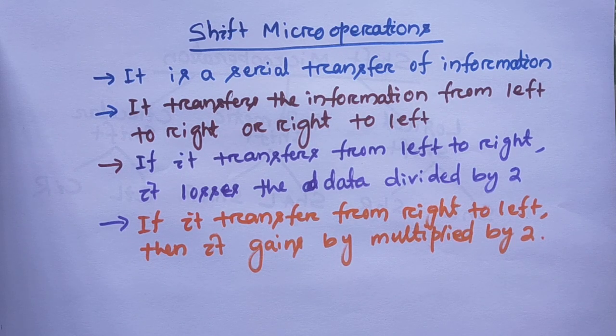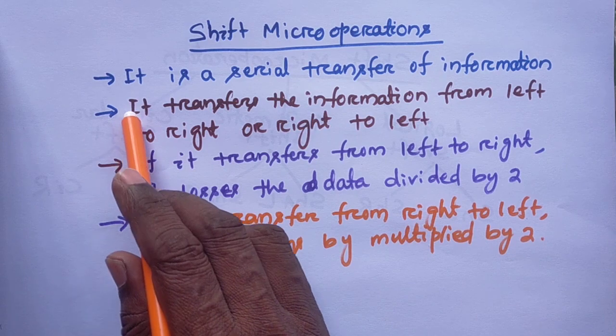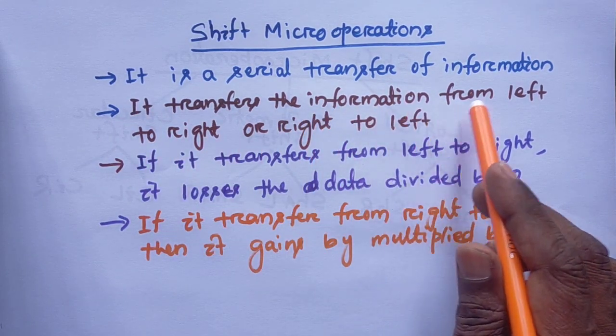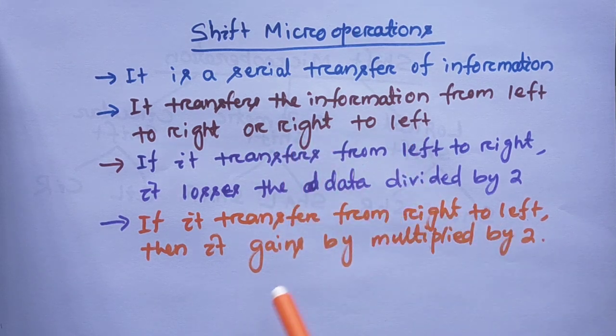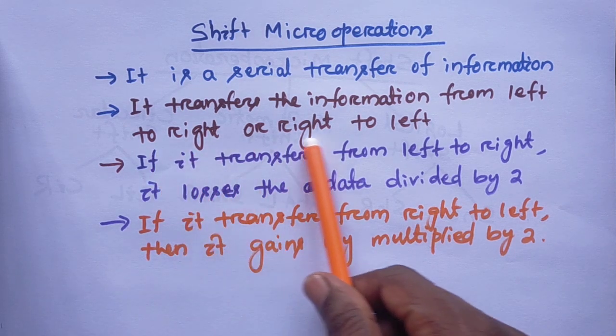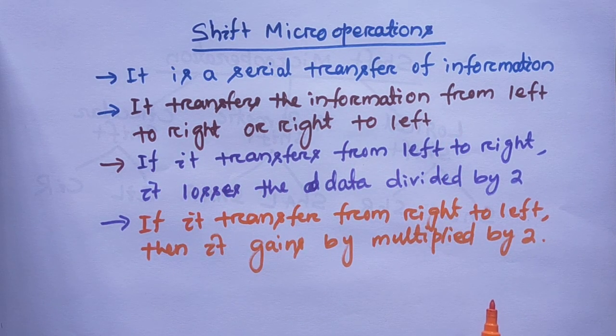And another thing, it transfers the information from left to right or right to left. Either case, whenever required, we have to transfer from left to right or right to left. Whenever you transfer from left to right or right to left, definitely some data will be lost.